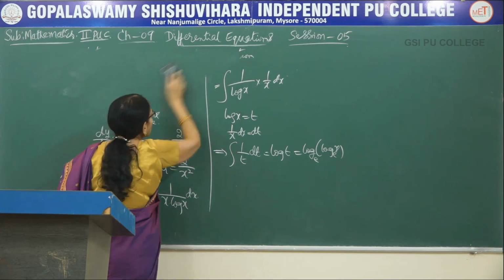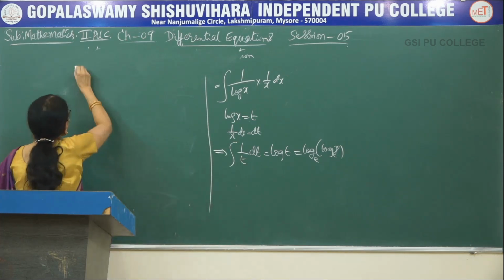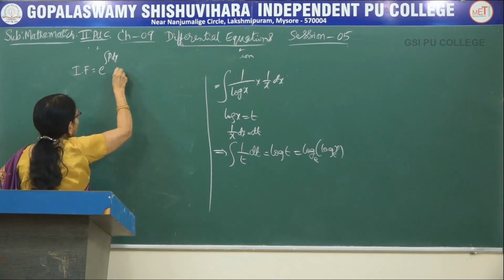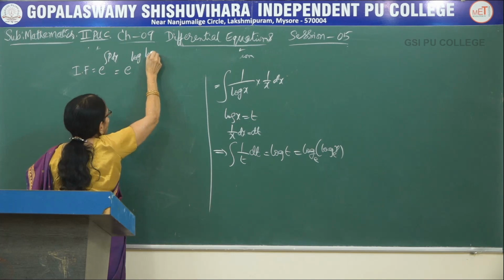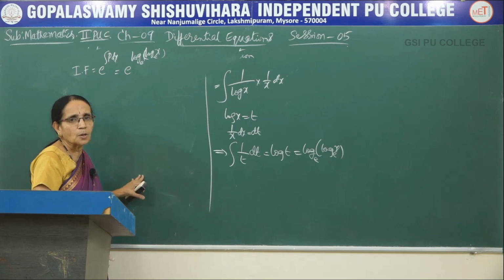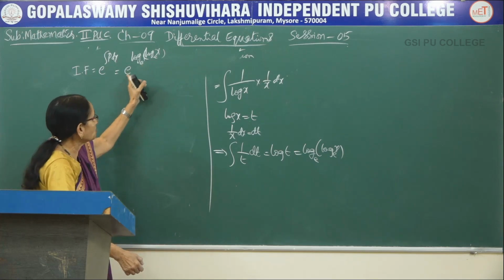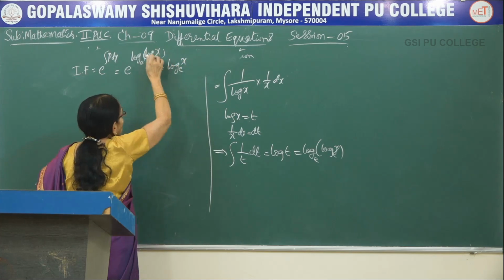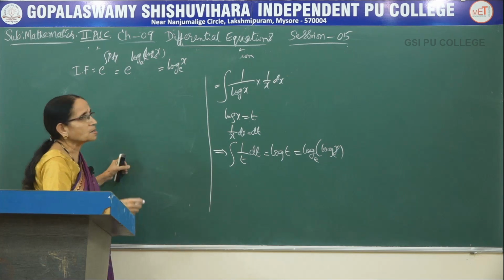Now what is the next step? Next I have to find the integrating factor. The integrating factor is equal to e to the power integral p dx. Now p dx has been calculated: e to the power log of log x to the base e. In earlier problems I told you that e to the power log of some function, when the base and the log base are equal, the value would be the function itself. In this case it is log x. So the integrating factor is log x.